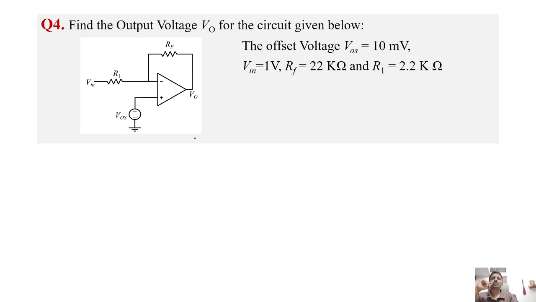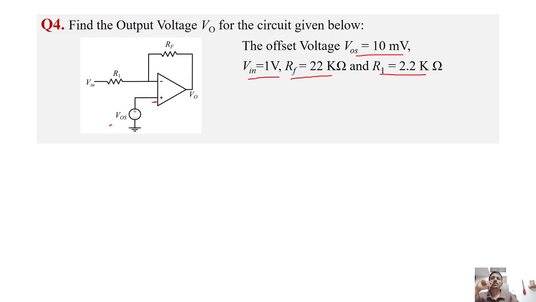So there is a circuit shown here. It's an op-amp based circuit, and it's said that the offset voltage VOS is equal to 10 millivolt. The input voltage Vin is 1 volt, RF is 22 kilo ohm, and R1 is 2.2 kilo ohm. So this is a circuit, and it is said that it is having an offset voltage. So it's a non-ideal op-amp, and as shown in this circuit, it's connected to this non-inverting terminal.